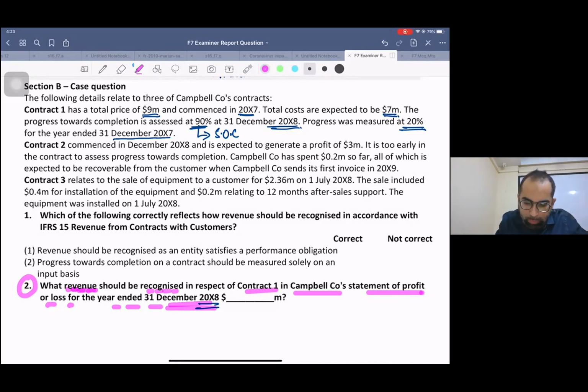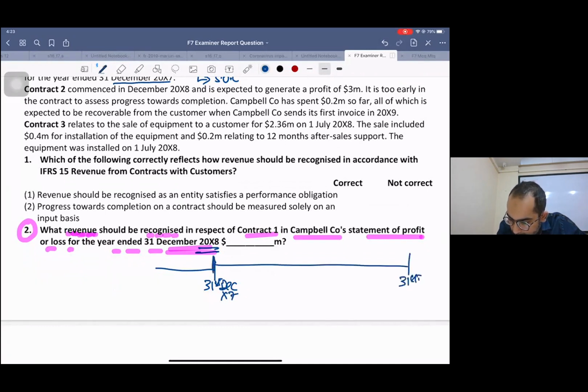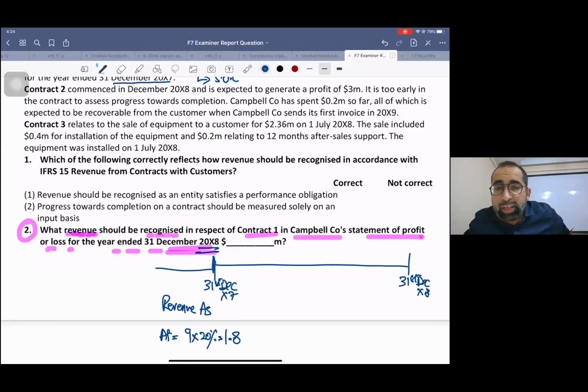Okay, let me try it for you. I'm getting right answers here. Very good. Listen, see this. This is your 31st December X7, the last year, and you have 31st December X8 here. So how do we do it? We do it by taking the difference. First, calculate the revenue as at last year. The total revenue is 9 million. 9 million times 20% is 1.8. So that means till last year they have already booked 1.8 million.